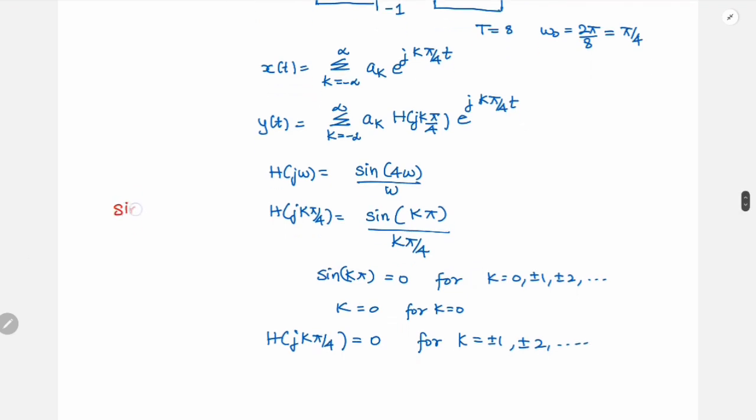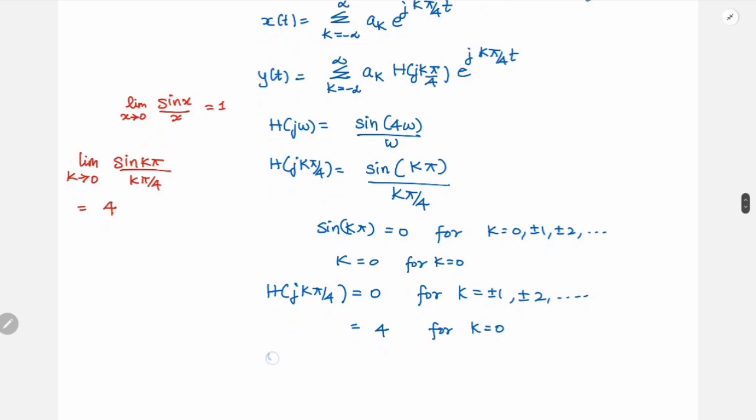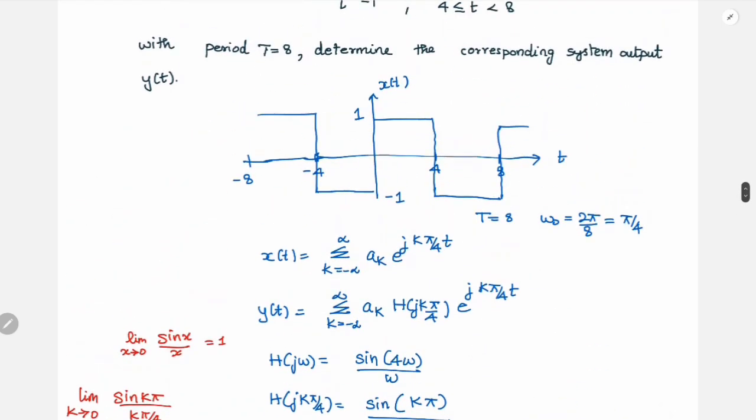So what about the limit as k tends to 0 of sine k pi by k pi by 4? We can find this from the limits. We know sine x by x, limit x tends to 0, is equal to 1. So this is going to be equal to 4 because sine k pi by k pi will be 1 and this 4 will go to the numerator. So this is equal to 4 for k equal to 0. So only the DC term in the Fourier series is going to remain. So we'll get 4 a0. But what about a0 from x of t?